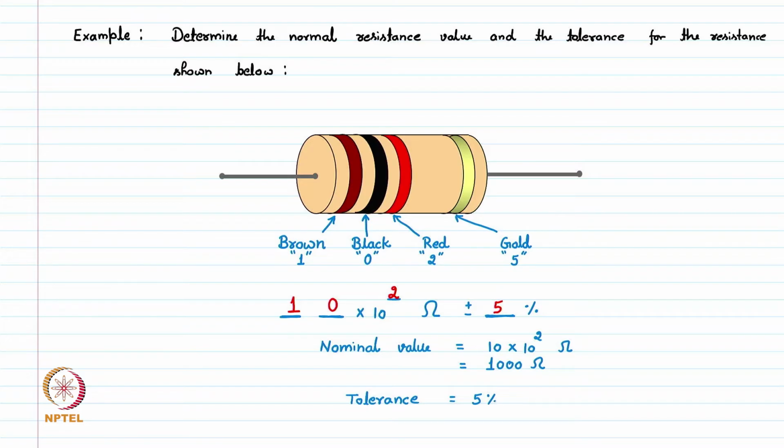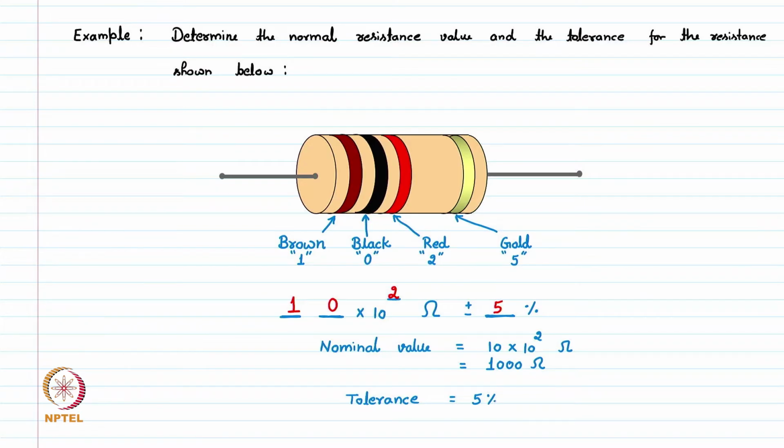So here we see we have this color coded component. We see all these 4 bands. First is brown, black, red and gold. Accordingly, we put the values as 1, 0, 2 and 5. In the formula, we fill it out. We put 1 as the first digit, second is 0, then 10 to power 2. This is the nominal value of this resistance, which comes out to be 1000 ohm. So if the color code is like this, it means it's a 1000 ohm resistance.